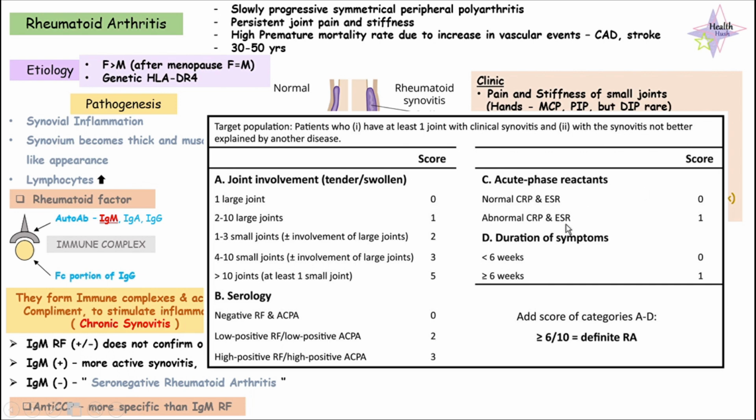CRP and ESR are usually elevated in patients with rheumatoid arthritis. So if it is elevated, you get 1 point. If it is normal, 0 points. And we need to see the duration of the symptoms. If the duration of the symptoms is more than or equal to 6 weeks, we also give 1 point. So altogether, we need to calculate how much score this patient gets, and if it is greater than or equal to 6 out of 10, then you definitely have rheumatoid arthritis.